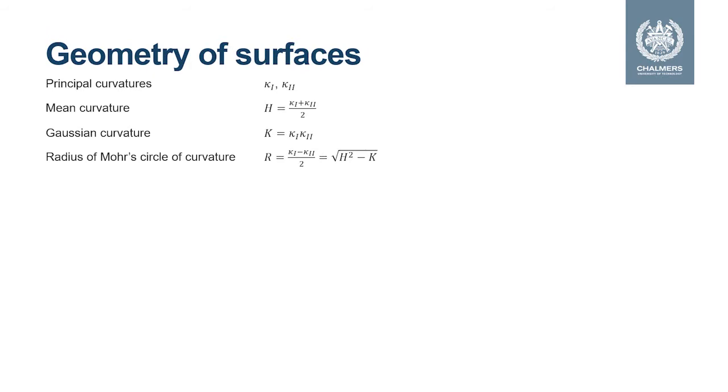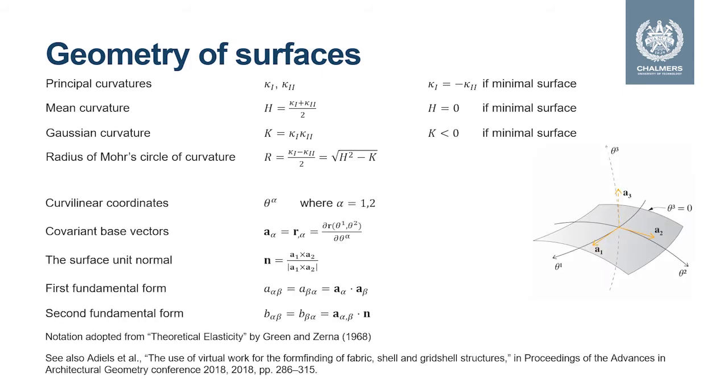Any non-flat surface has curvature, and we may quantify this in several ways. The principal curvatures are the maximum and minimum values of the normal curvature of the surface. From these values, we get the mean curvature, the Gaussian curvature, and the radius of Mohr's circle of curvature. For minimal surfaces, the principal curvatures are equal but of opposite sign, and therefore the mean curvature is 0 and the Gaussian curvature is negative. These expressions are some of the more important things from classical differential geometry, which allows us to calculate distances on the surface and how the normal varies.